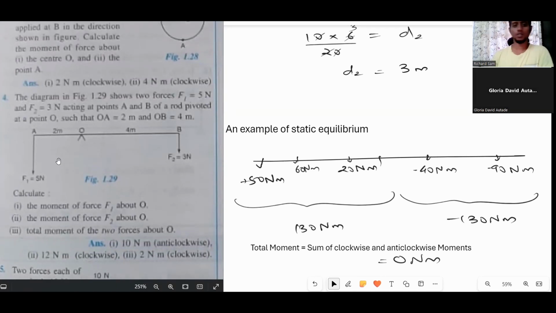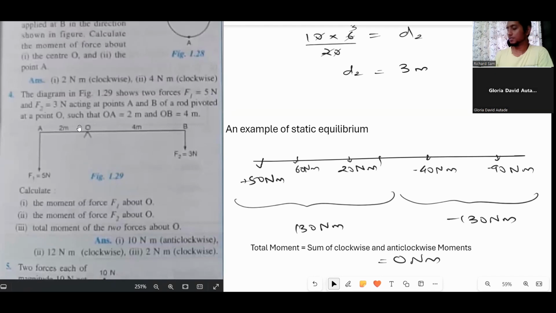Okay, we have just 1.5 minutes. Let's look at this example over here. In this diagram, you can clearly see the distance on the left is 2 meter, and on the right side the distance is 4 meter. So on the left side there's a force of 5 Newton. On the right side there's a force of 3 Newton.